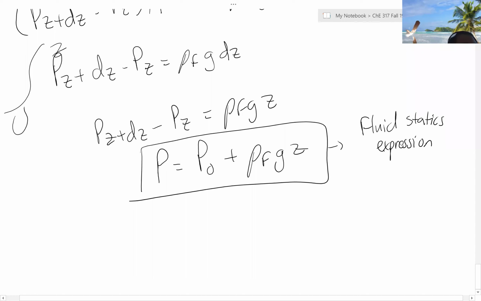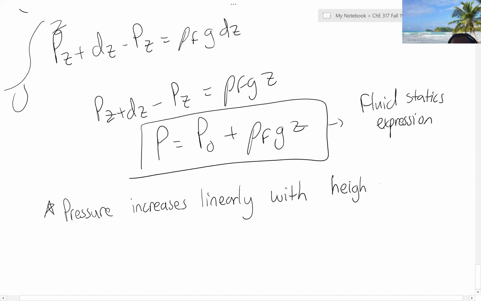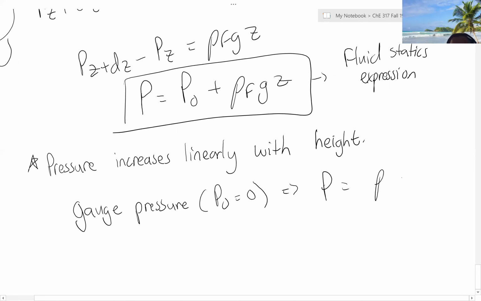What that tells me is that my pressure increases linearly with height. And if I want to express things in gauge pressure, more often than not, I just set my P naught equal to 0, and the pressure that I'm interested in is simply rho g z, or rho g h.